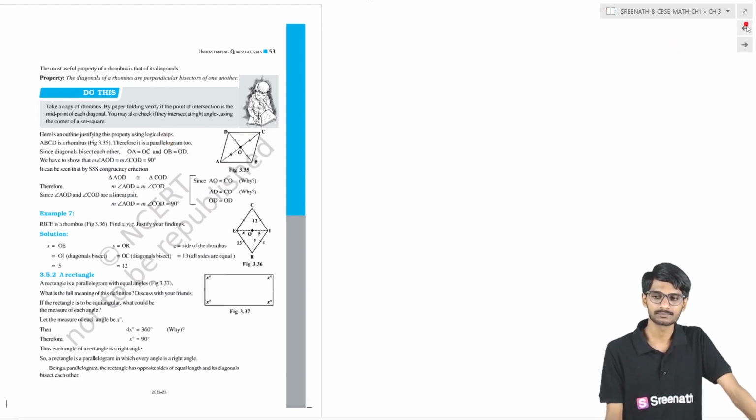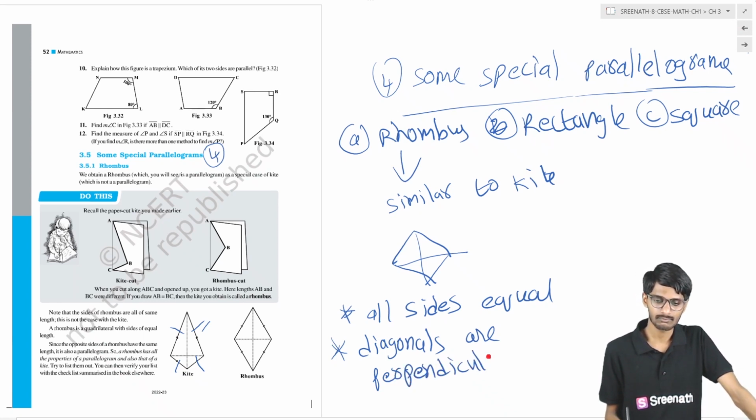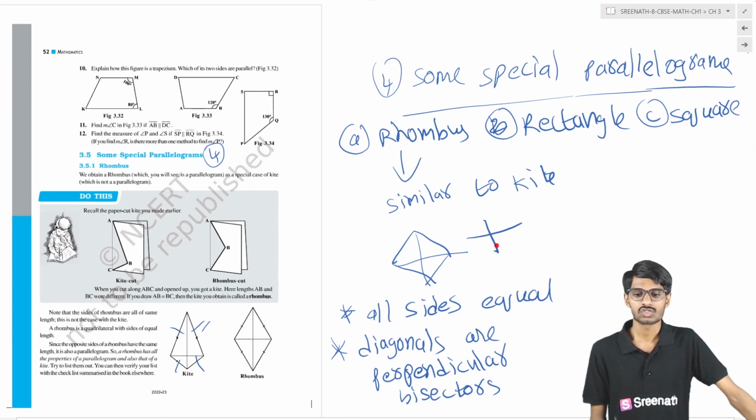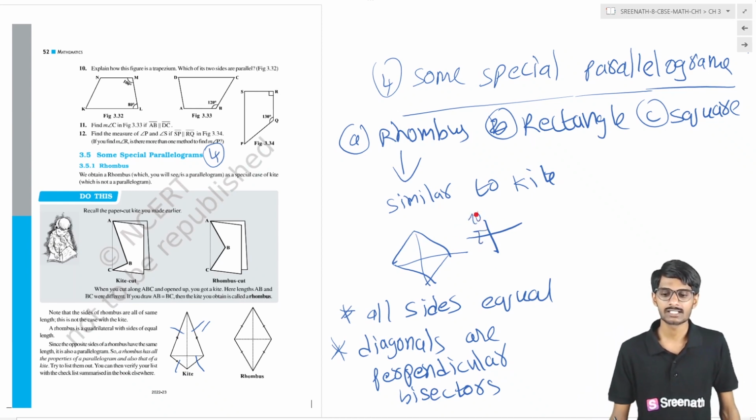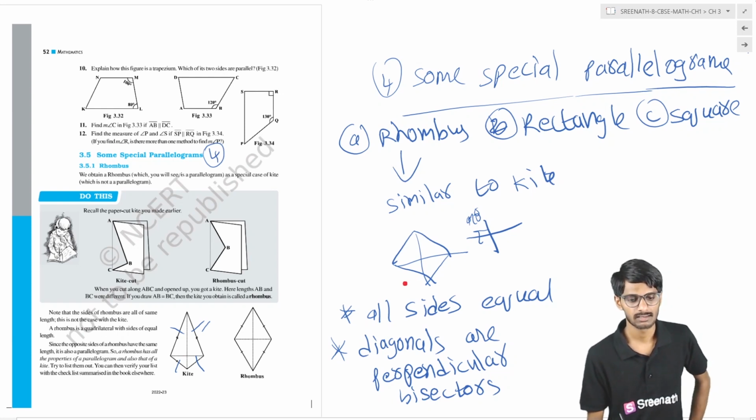So basically, the diagonals are perpendicular bisectors. What are those? Perpendicular bisectors. If you clearly see, what are the diagonals? This is the diagonal and this is the diagonal. Both these diagonals are perpendicular to each other. It is in this direction and it is in this direction, so the angle between them is 90 degrees. So those are the perpendiculars and they are the bisectors.